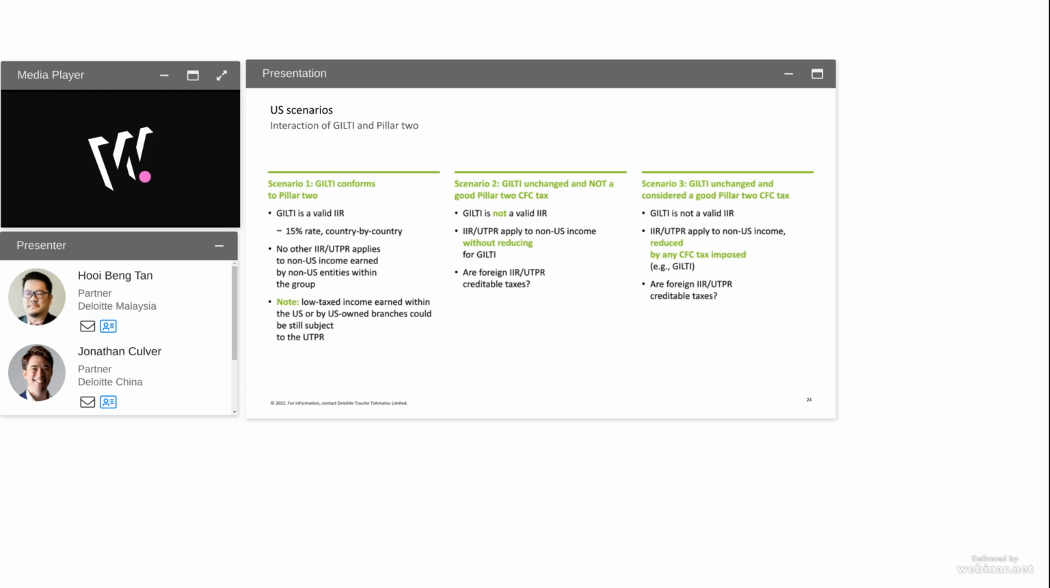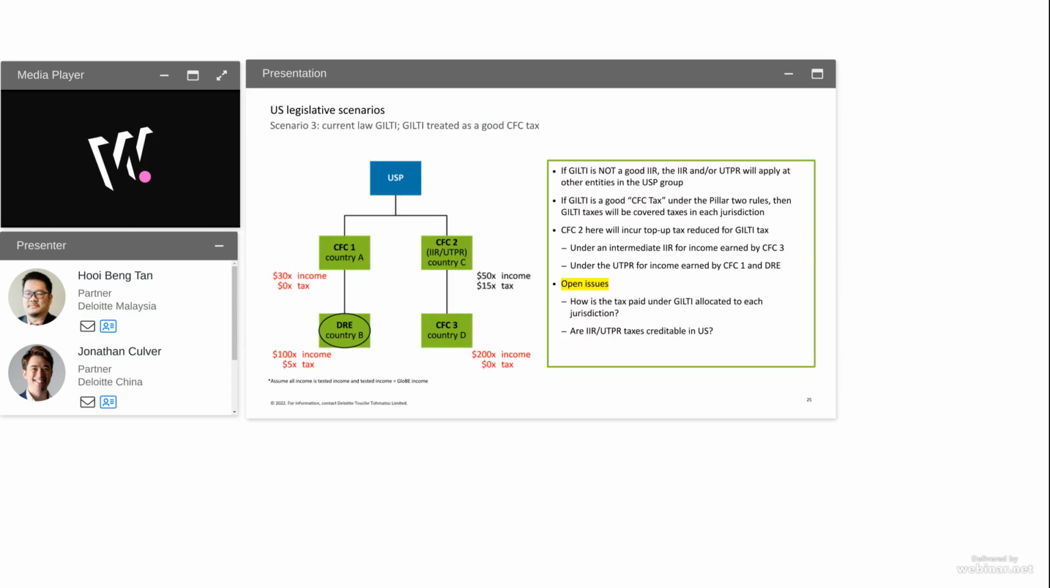So if we flip on to the next slide, we have a few examples to try and tease this out and explain it in a simple sense. In this example, you can see that we have a US-parented group with operations in a number of countries. In 4 countries there, we have 3 CFCs and a disregarded entity in country B.